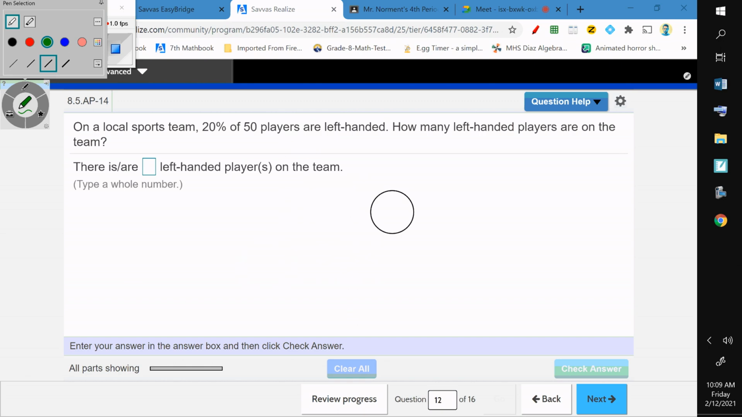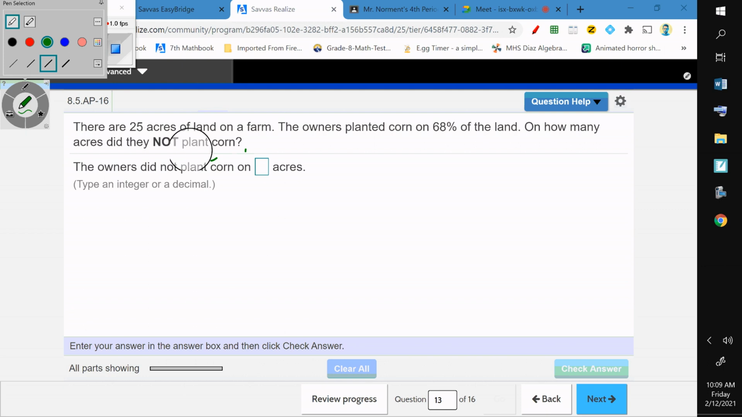Next, 20% of 50 are left-handed. How many left-handed players on the team? Convert this to a decimal, multiply, you get your answer. Okay, now these are the type of questions you guys need to be doing. There are 25 acres of land on a farm. The owners planted corn on 68% of the land.